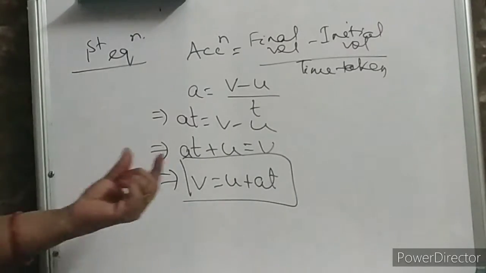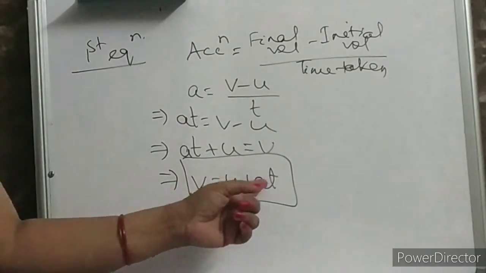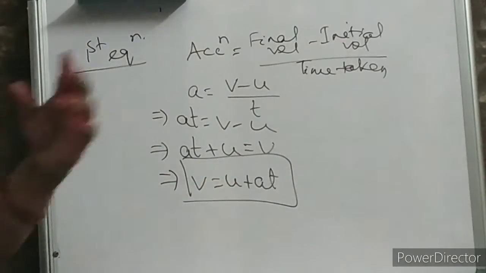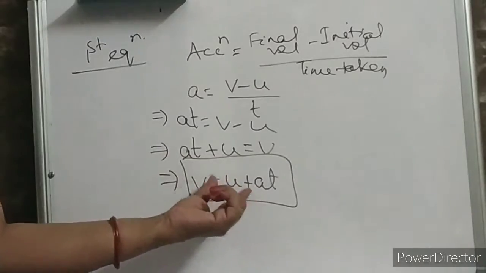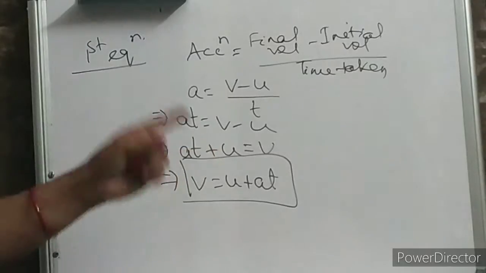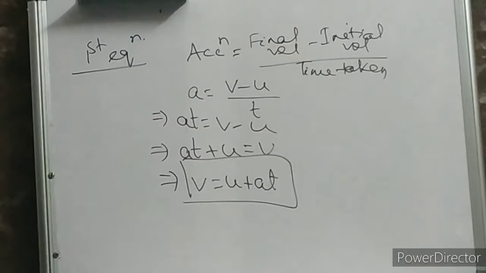If any three of these four quantities are given, you can find out the fourth quantity. You can use this relation not only for acceleration but for retardation also, but you have to give the sign. For retardation it is a negative sign, children. Don't forget, otherwise you will get a wrong result. Hope the first equation is easy.